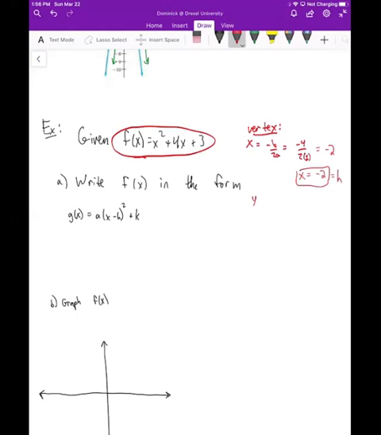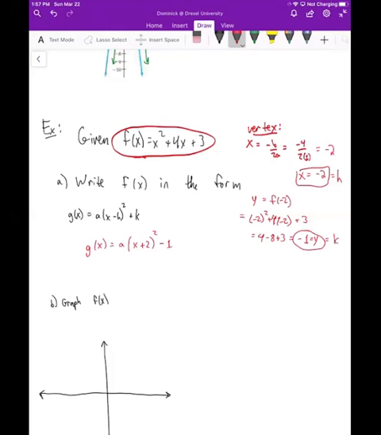Now to get the y coordinate, plug in negative 2, and that's going to give us negative 2 squared plus 4 times negative 2 plus 3. So we get 4 minus 8 plus 3. So we get negative 1 as the y coordinate of our vertex. And again, the advantage of that is that that gives us k. So far, we have that g of x, we don't know what a is just yet, but we have x minus a negative 2, so plus 2 squared, plus k, which in this case is minus 1.